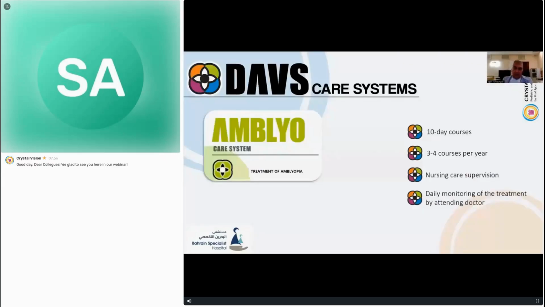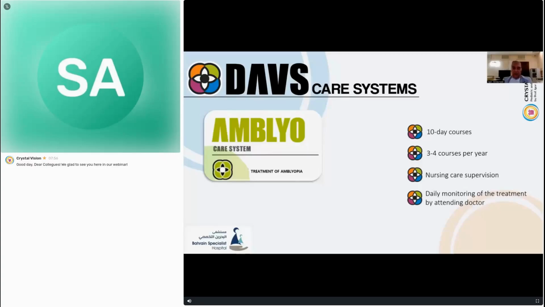Our amblyopia treatment system, Dove's Care System, is a system for treating major childhood diseases. These include diseases of the tear ducts, conditions related to amblyopia, optical disorders, congenital myopia, astigmatism, and congenital hypermetropia. We address and treat all of this in childhood, ensuring that the child goes to school without glasses and in good health. And strabismus, this is.